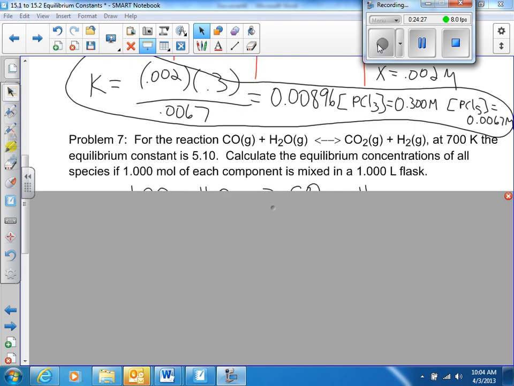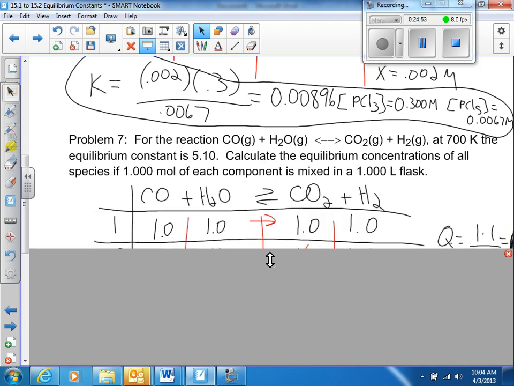Okay, and the last problem, there's a trick to this problem. There's a square root trick. So if you want to pause this, do it on your own. You'll get to a point where you'll find you aren't given anything at equilibrium, so how do you solve this? So here's a reaction. You're given the equilibrium constant, and you want to find all the equilibrium concentrations. You're given initial information. So here's our initial information.